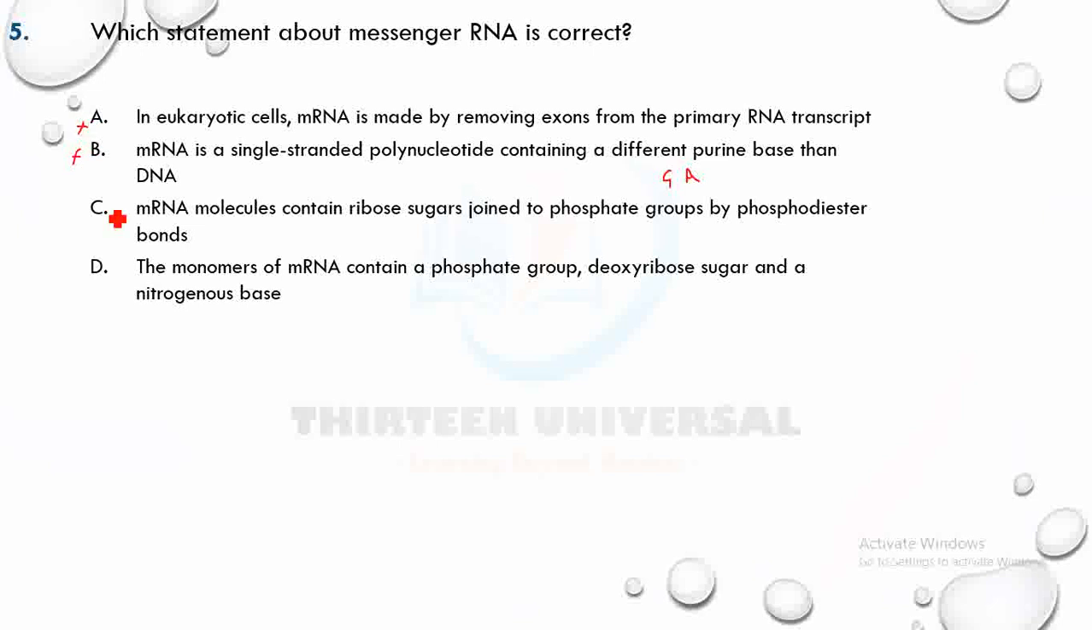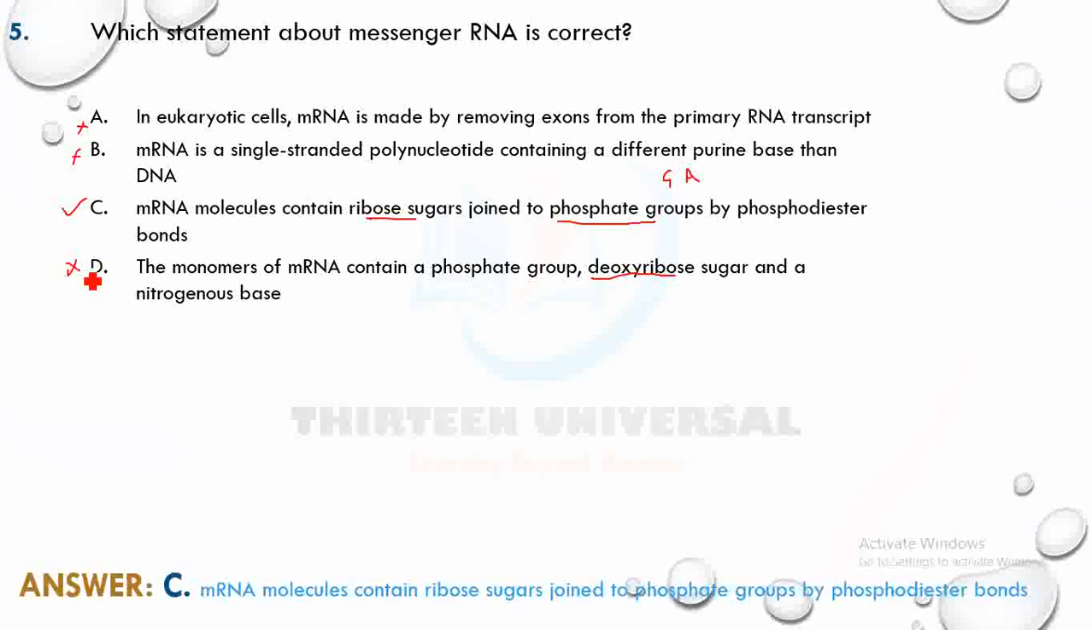C says messenger RNA molecules contain ribose joined to phosphate group by phosphodiester bond. That sounds correct. So this is correct. Now D says the monomer of mRNA contains phosphate group, deoxyribose sugar, and nitrogen base. Now, mRNA does not contain deoxyribose. It contains ribose. So D is wrong. The answer is, of course, C.